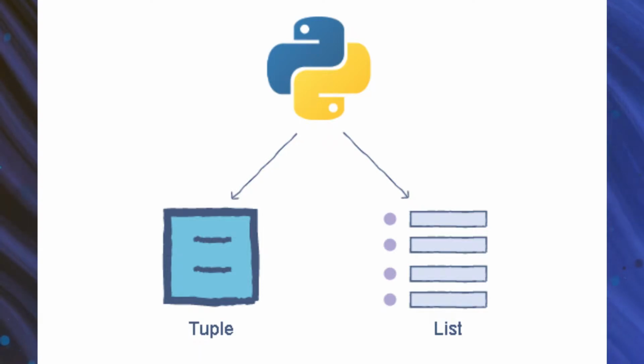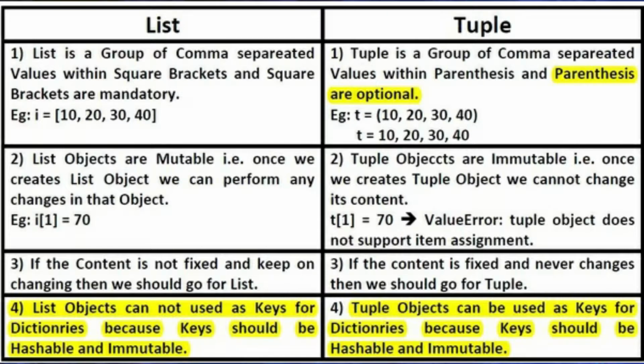I know some of you guessed it right. If you guessed it right, then comment down below. If you have not guessed it, then it's okay. Tuples are immutable. We can create them, but we can't destroy them. You can think of a tuple as an immutable list.